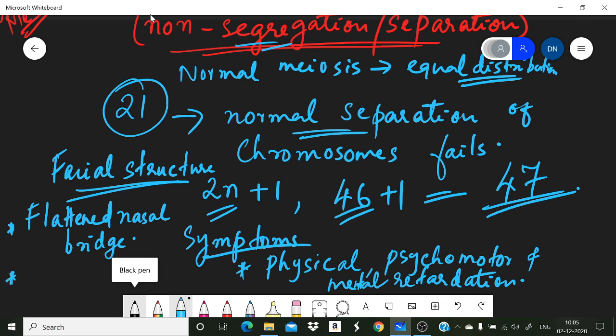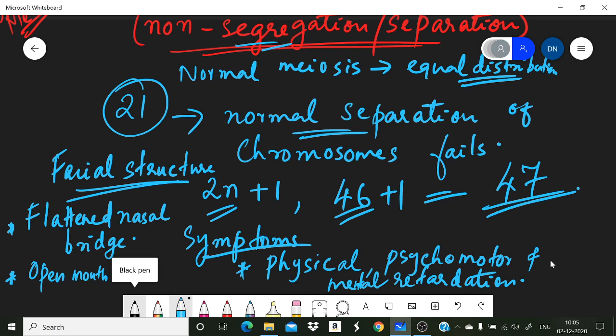The mouth is wide open, habitually open. Such individuals keep their mouth open for a long period of time, partially open, with a furrowed tongue.